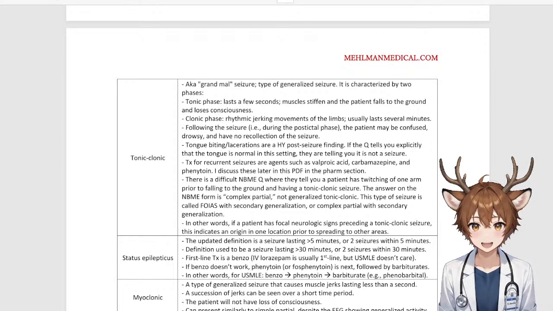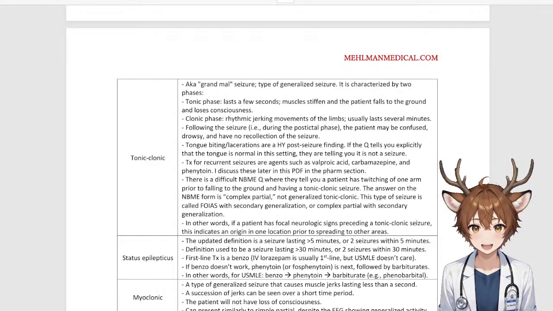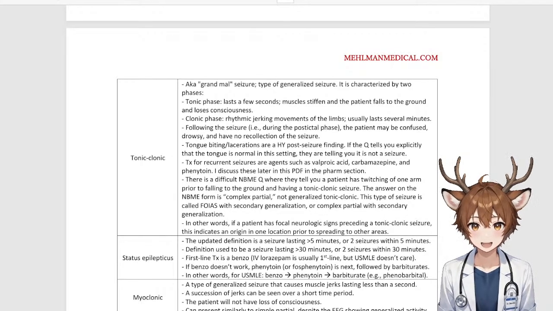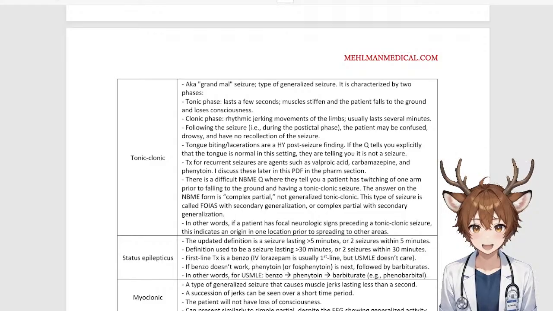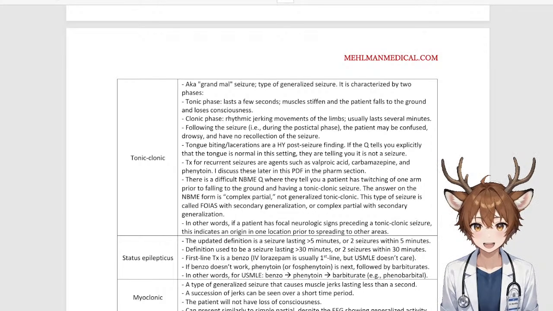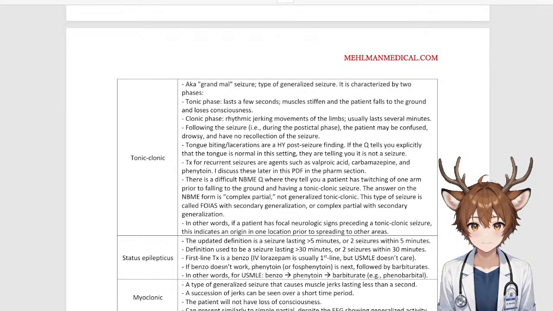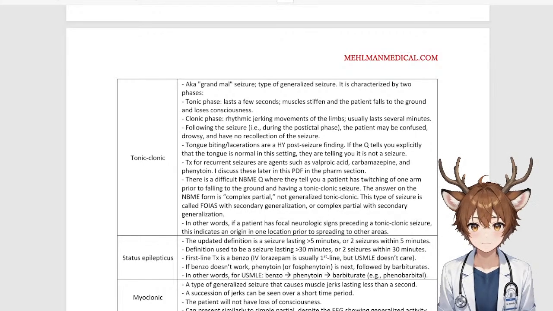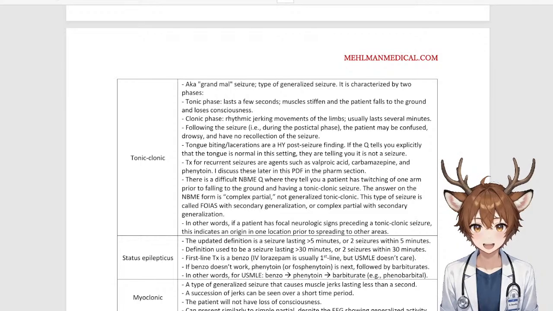Tongue biting and lacerations are a high-yield post-seizure finding. If the question tells you explicitly that the tongue is normal in this setting, they are telling you that it is not a seizure. Okay. Treatment for recurrent seizures includes agents such as valproic acid, so valproate, carbamazepine, and phenytoin. I discuss these later in the PDF in the pharm section.